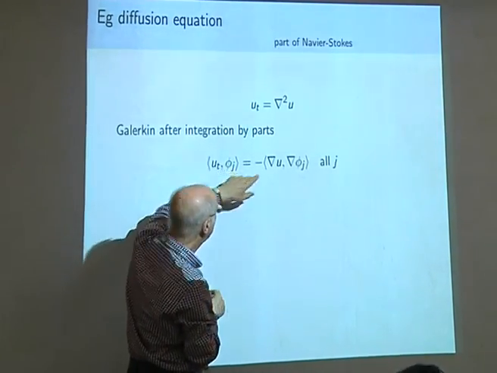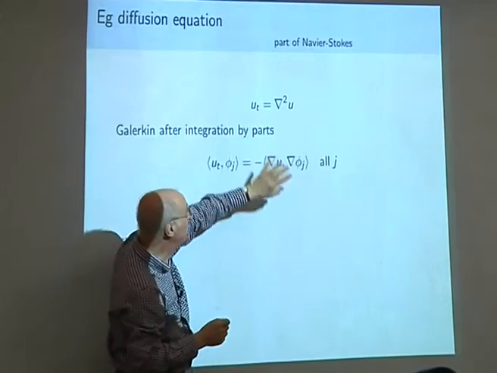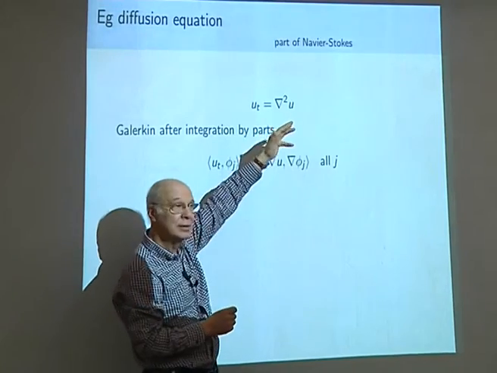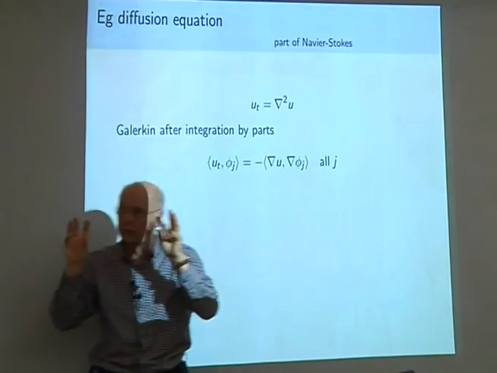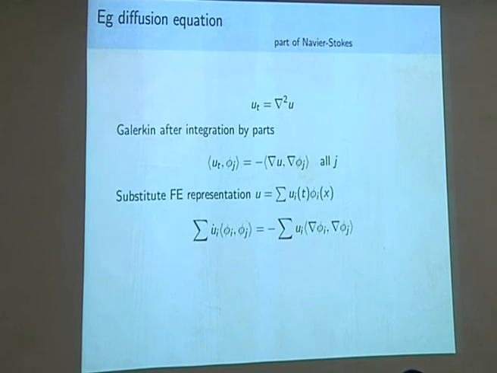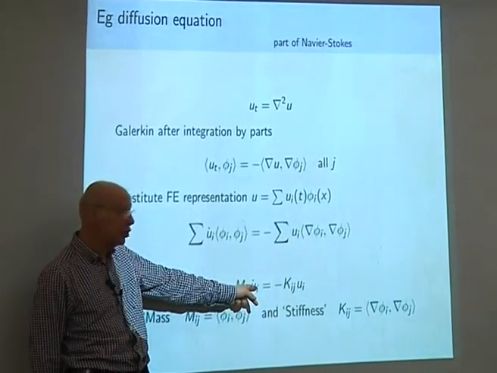And then I've multiplied by phi j, and then I've done an integration by parts. So it originally was an integral of del squared u times phi j, but then I've taken one of the derivatives from del squared off u and put it on phi j. So that permits me a weak formulation. And then we substitute our finite element representation in as some amplitudes, which are going to be a function of time, times the basis functions, and I then get this equation for how the amplitudes are going to change in time.